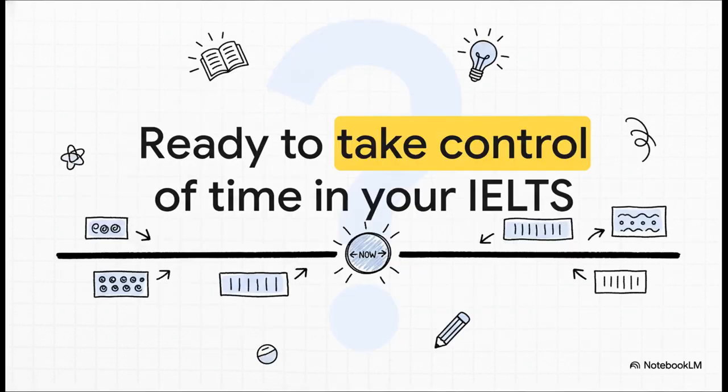So next time you're practicing, just put the grammar book aside for a minute, grab a pen, draw a line, mark now, and start placing your sentences on that timeline. It's not a question of if you can master tenses, but how fast you can do it once you start visualizing them. So are you ready to take control?